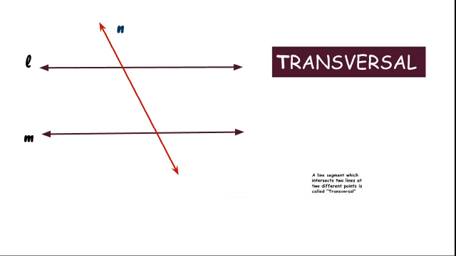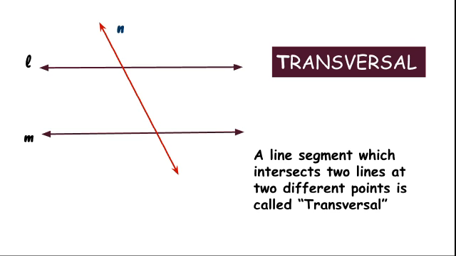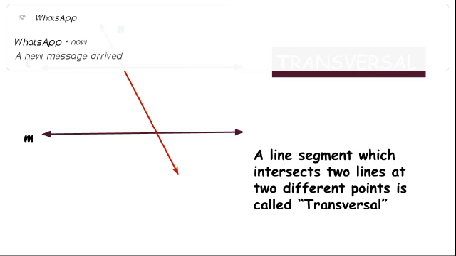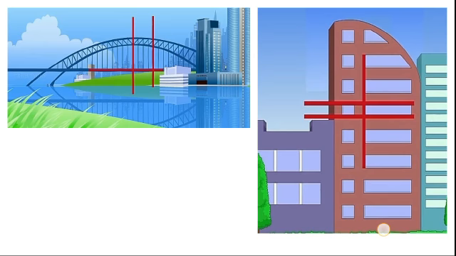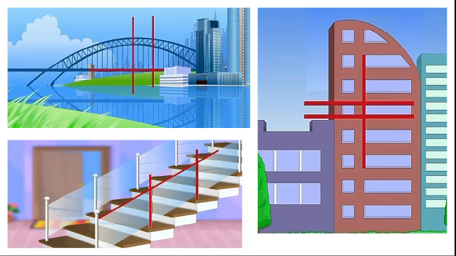So what is the meaning of transversal? A line segment which intersects two lines at two different points is called as a transversal. We can see transversal in our day-to-day life. On the bridge and on the house and even in the staircase.